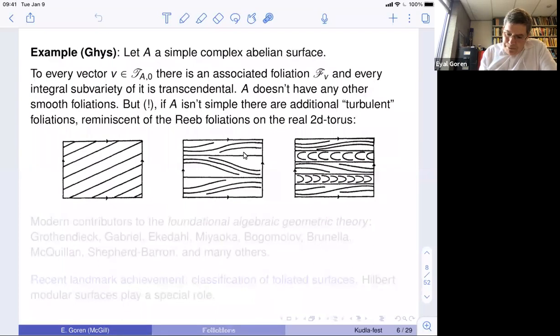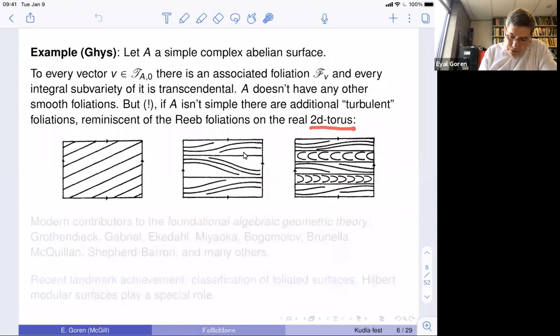And if A is simple, there are no other smooth foliations. That's somehow the whole source of foliations on a complex abelian surface. But if A is not simple, if it's isogenous to a product of two elliptic curves, there are other foliations called turbulent foliations. I'm not going to define them here. I'm just going to say that they are reminiscent of the so-called Reeb foliations on real two-dimensional tori.